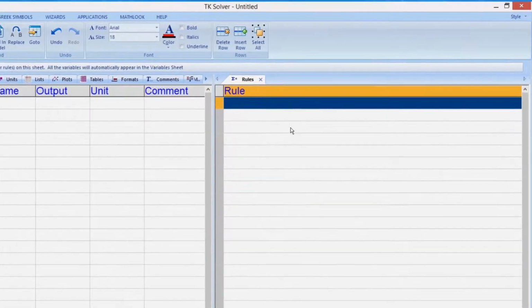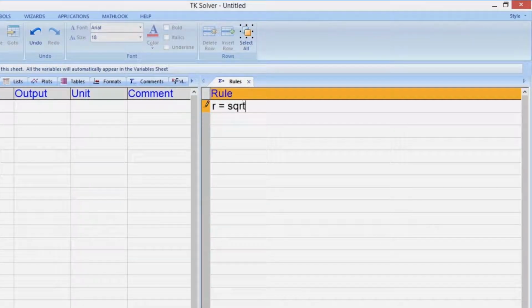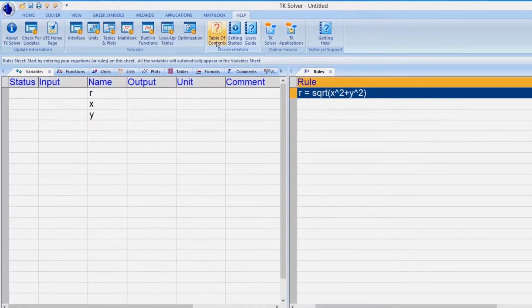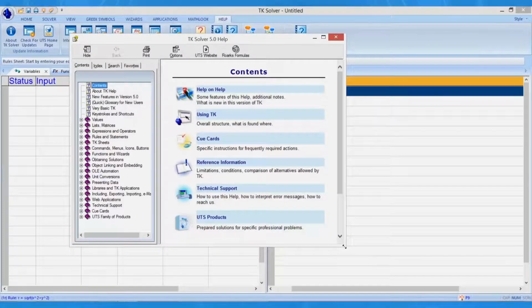As you enter equations with known functions on the Rules tab, TK Solver provides you reminders about how to use them. For more assistance, TK Solver's help file provides a listing of built-in functions listed by category. You can find this help file in the TK Solver Ribbon's Help tab. Look for the table of contents and click on that button to launch it.